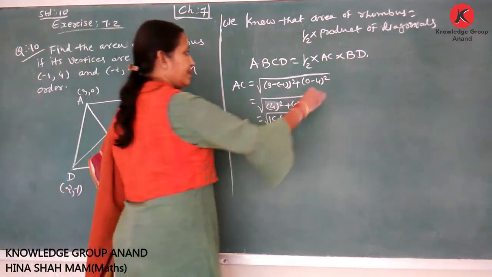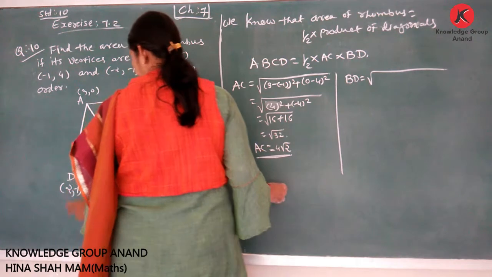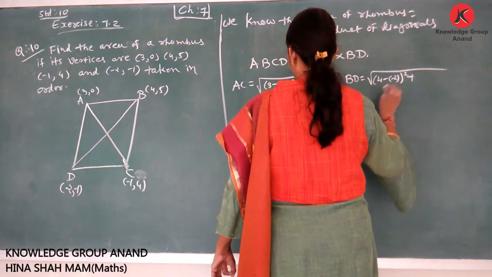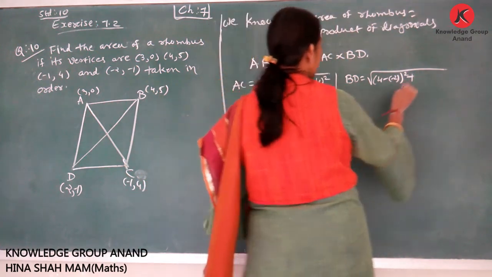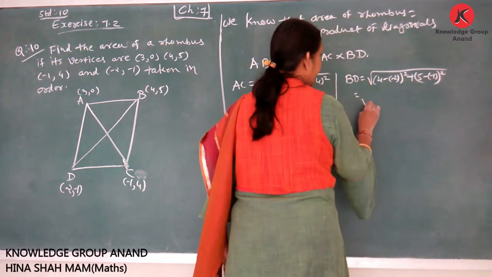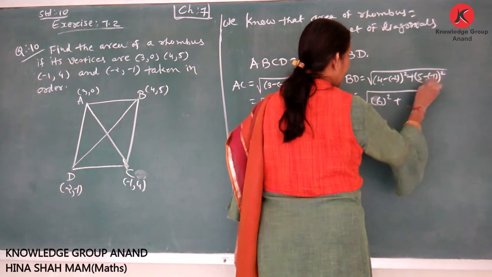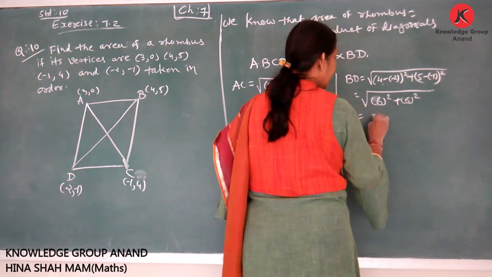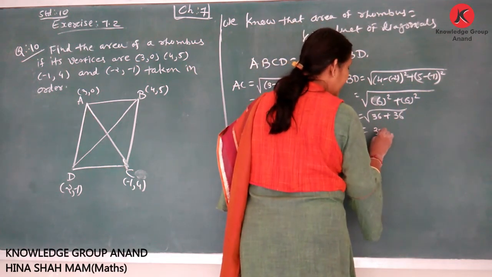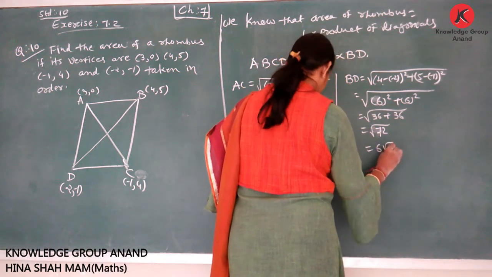We find here BD. BD is equal to under root (4 minus (-2)) square plus (5 minus (-1)) square, that is 4 plus 2, which number? 6 square plus 5 plus 1, 6 square, 36 plus 36, 72. 36 2s are 72, so 6 root 2.